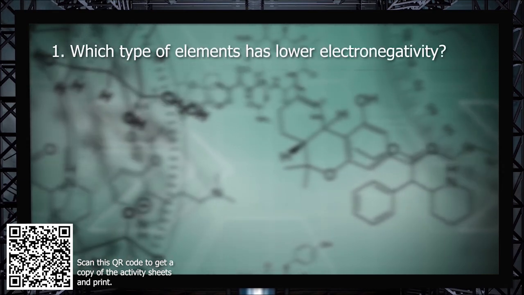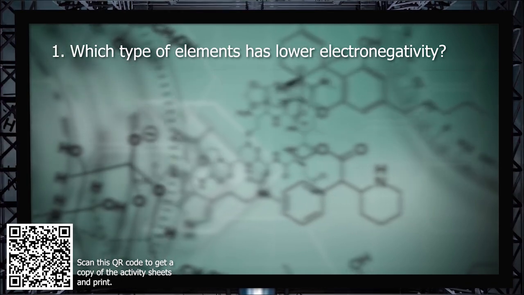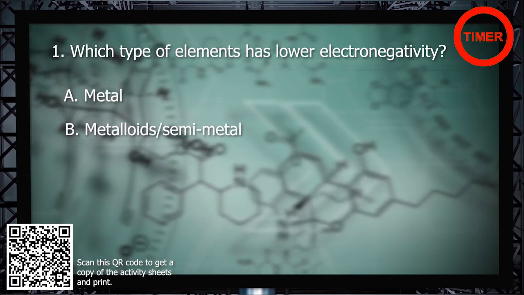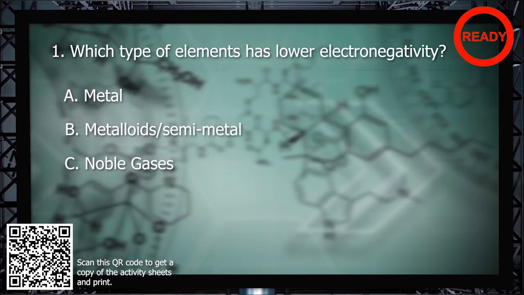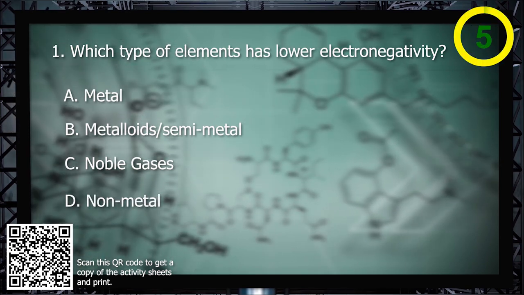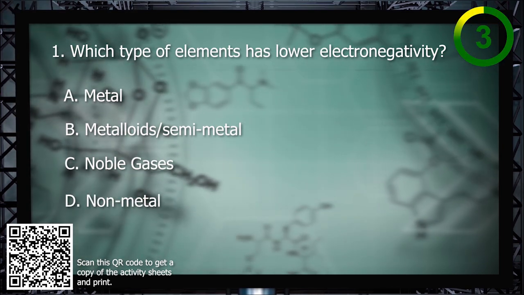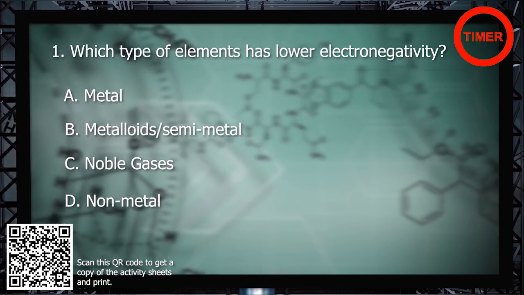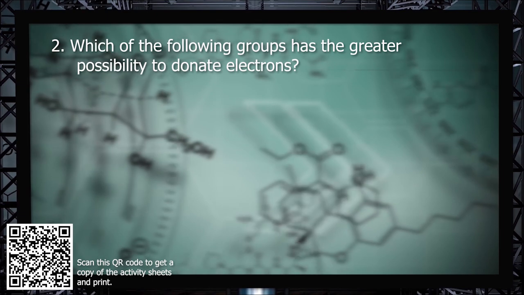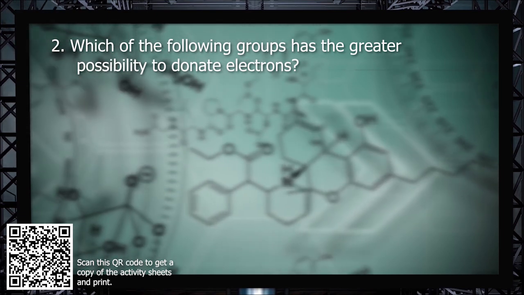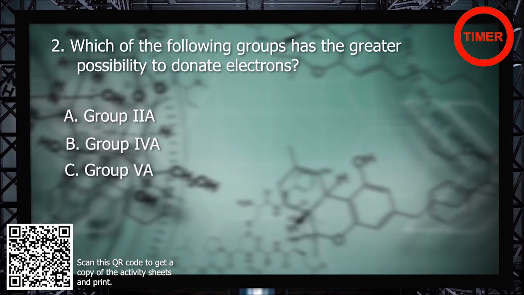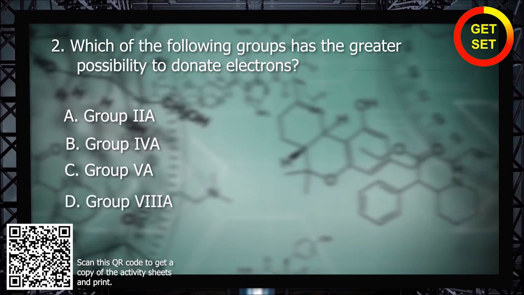Number 1. Which type of elements has lower electronegativity? A. Metal. B. Metalloids or semi-metal. C. Noble gases. And D. Non-metal. Number 2. Which of the following groups has the greater possibility to donate electrons? A. Group 2A. B. Group 4A. C. Group 5A. And D. Group 8A.